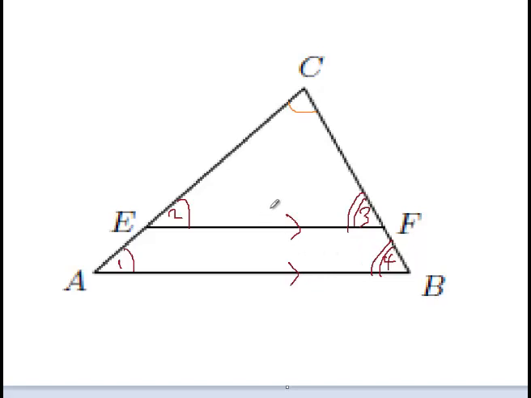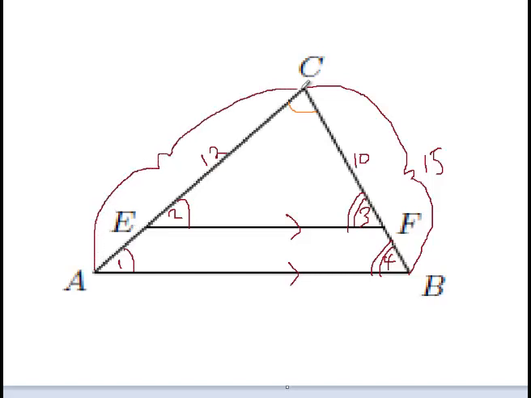For example, let's say we know that CF is 10 and CB is 15. So we know that there's a 2 to 3 ratio between everything that's over here and everything that's over here. So for example, if this CE is 12, we have to keep that same ratio. We have to keep this as a 3 to 2 ratio, so this would have to be 18. If this, for example, EF is 8, then AB has to be again a 3 to 2 ratio. AB would have to be 12.